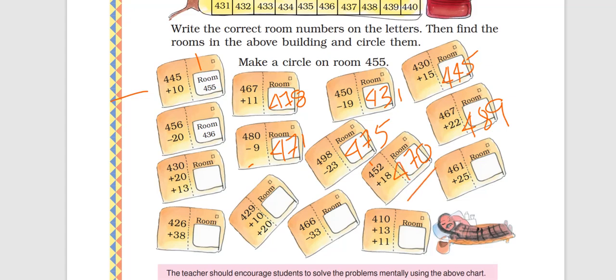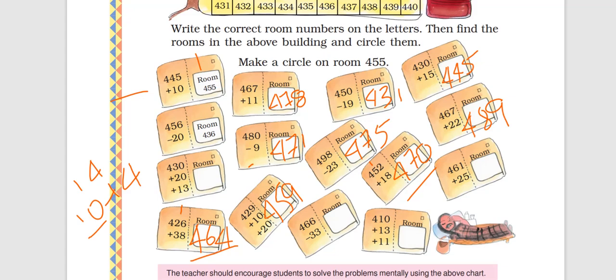426 plus 38. 6 plus 8 ones is 14 ones, which is 1 10 and 4 ones. Let's put the 4 ones in the ones column. Carry the 10 ones as 1 10 into the tens column. 1 plus 2 plus 3 is 6 and 4 hundreds. 464. 429 plus 10 plus 10. 9 plus 0 plus 0 in the ones column is 9. 2 plus 1 plus 2 in the tens column is 5. And 4 plus 0 hundreds is 4.